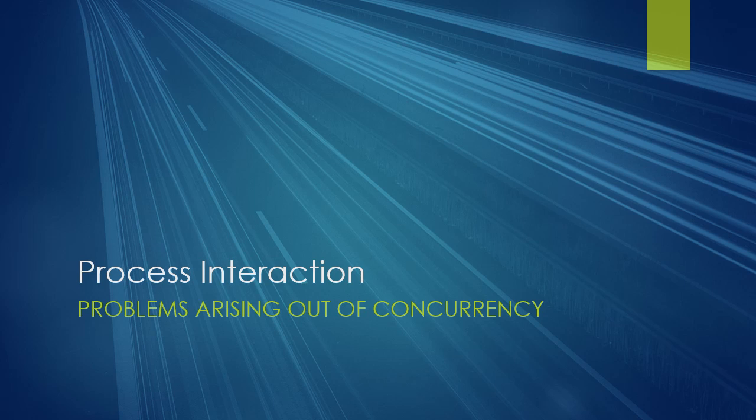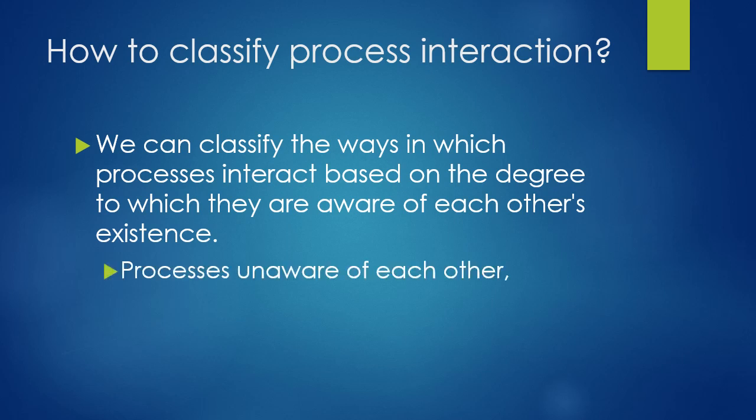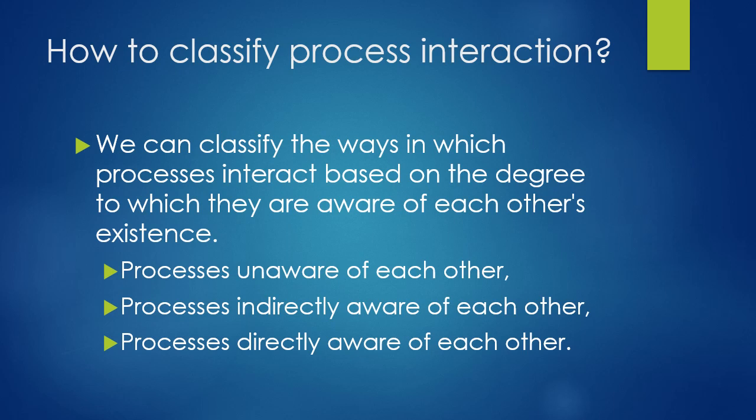We now discuss the different types of interactions that can take place between processes. We can classify the ways in which processes interact based on the degree to which they are aware of each other's existence. Sometimes processes are totally unaware of each other. This is one kind of interaction. Sometimes processes are indirectly aware of each other. So this is the second kind of interaction. And the final kind of interaction is when processes are directly aware of each other.